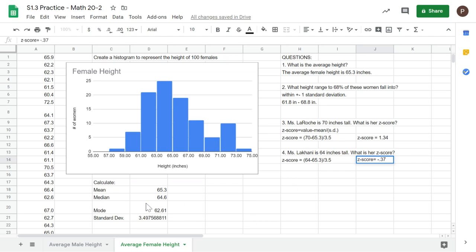So hopefully that can give you some more clarification around what standard deviation is, right, and what z-scores look like, and how we can find those values to tell us how a specific scenario, situation, my height versus Miss Lakhani's height, how those can compare to the average, right, to the mean.